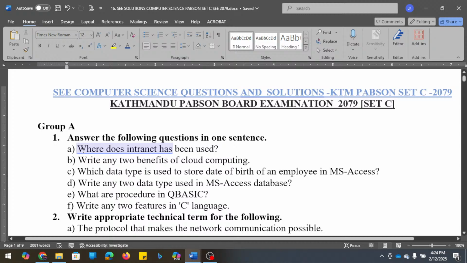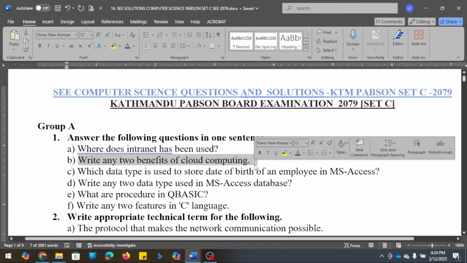So first is, where is the intranet used? The intranet stands for internal network. Mostly it is used in private organizations, schools, colleges, banks, where privacy matters. Next, write any two benefits of cloud computing.